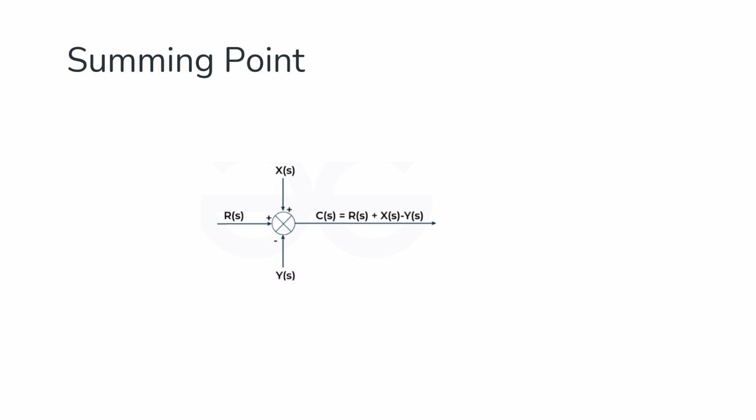Next, suppose we have a summing point or adder, and we have input X(s), here we have Y(s), and the reference input is R(s). Here we have two plus and one negative, so the Y(s) signal is negative here. So the output C(s) will be R(s) plus X(s) minus Y(s). The summer will sum all the inputs, it could be 2, 3, so it will sum the number of inputs at the output.